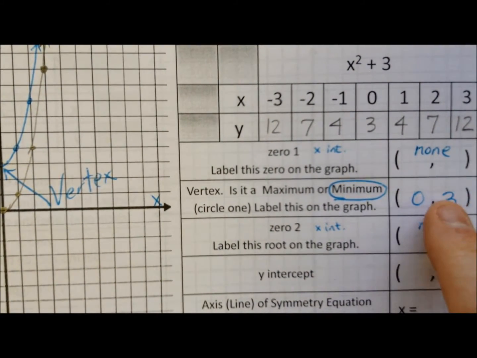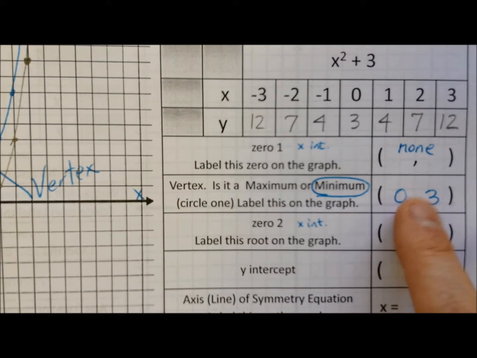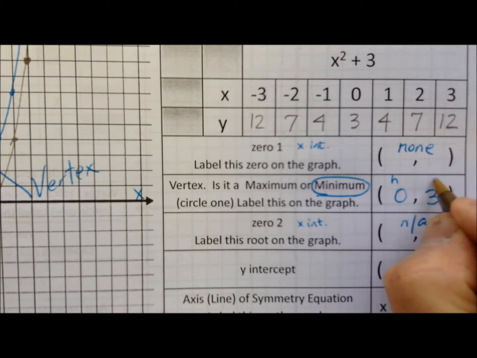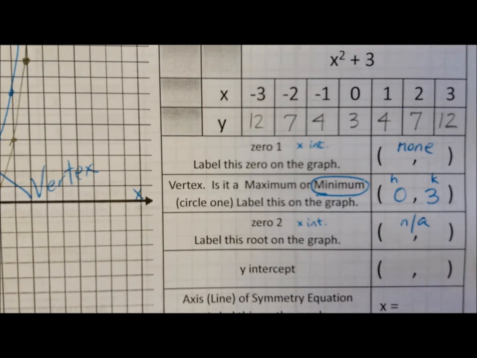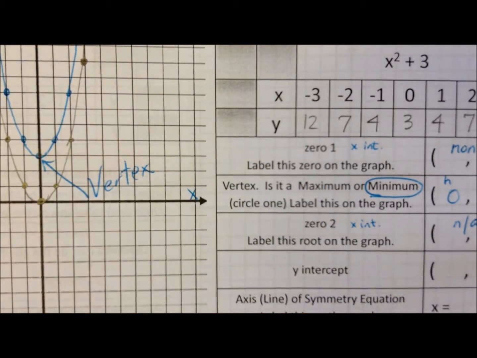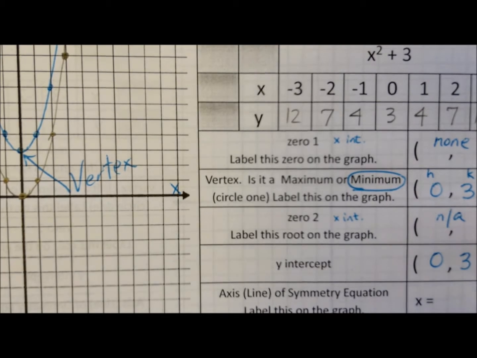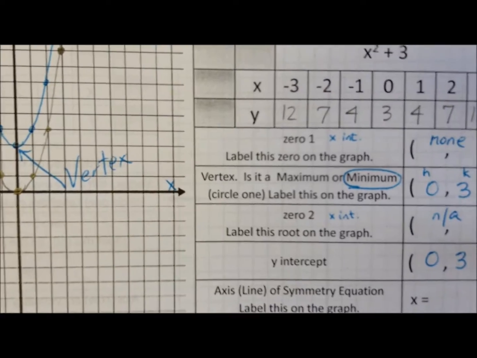Okay? Now, when we first started out, we said that we were going to give new letters to the vertex. Instead, we know this is an x and a y, an input and output, but we're going to give it a nickname. You remember? This one is going to be h, and this one is going to be k. So if we look at the y-intercept, it is also the same point as the vertex. It won't always be, but in this case it is. Okay? And remember, we now have symmetry.